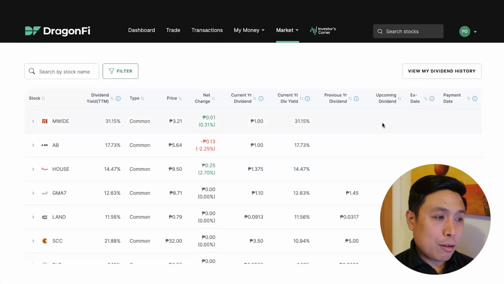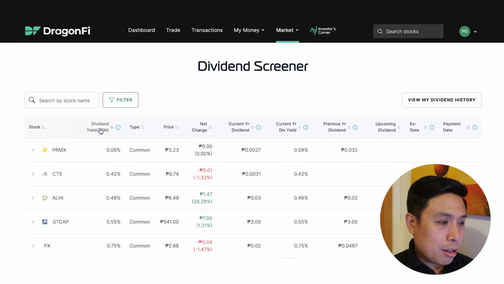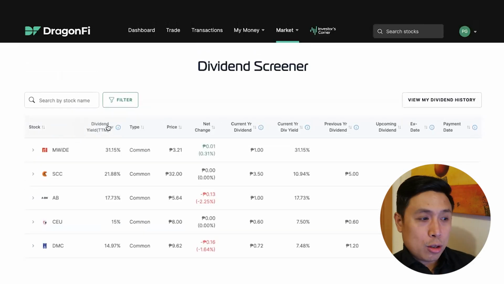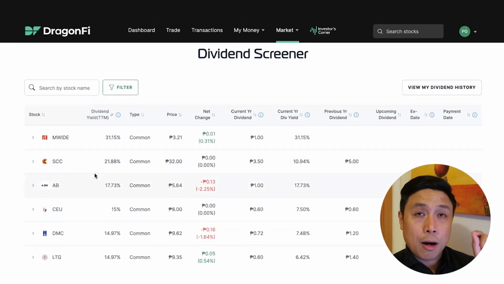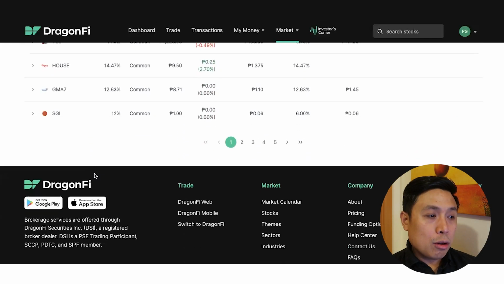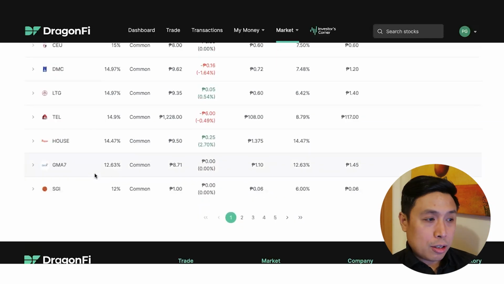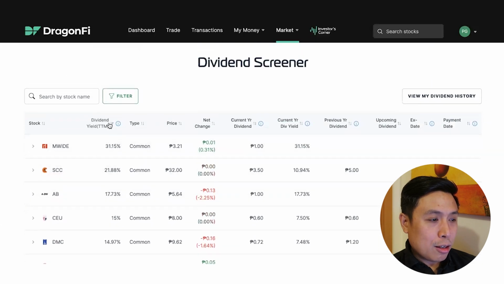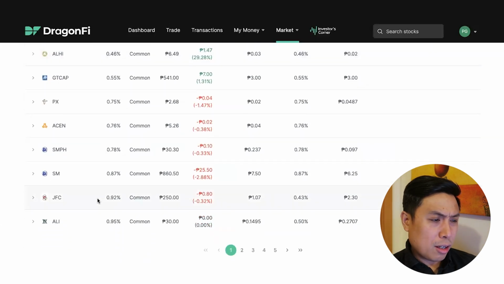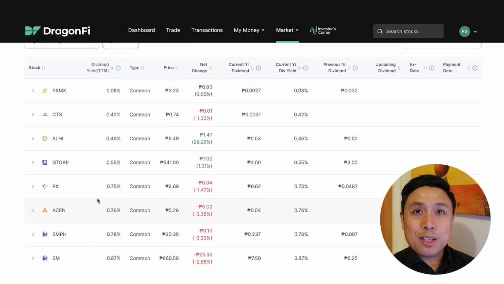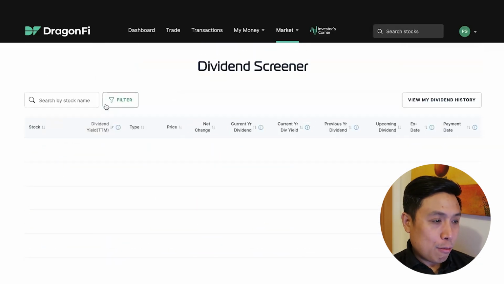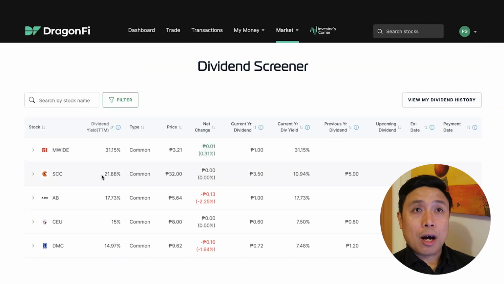What's nice about it firsthand is you can actually toggle things right here, and it will show you the one that gives you the highest dividend. TTM means trailing 12 months, so for the past 12 months. And then you'll also see it from the lowest per screen as well. So if I toggle it from the lowest ones, I could easily see the ones giving me lower dividend yields, like SM Prime, ASEN, Jollibee, SMPH, Ali. Good stocks, but they don't really give good dividend yields. Now, if I go back here, it will rank the top stocks that give out dividend yield, at least from the last 12 months as well.